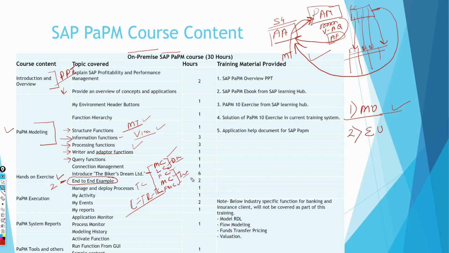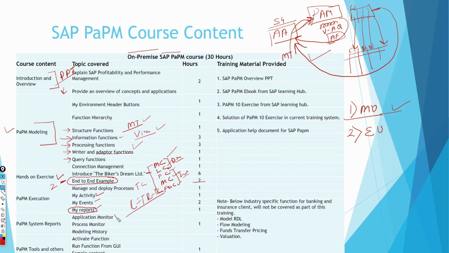So this was the end-to-end example that we will cover. After completing it, there are some other miscellaneous topics that will also be covered during this training. For example, my activity for end user training, my events, my reports. My reports is used for what-if analysis in PAPM, so we'll see what what-if analysis is and how to build that model.